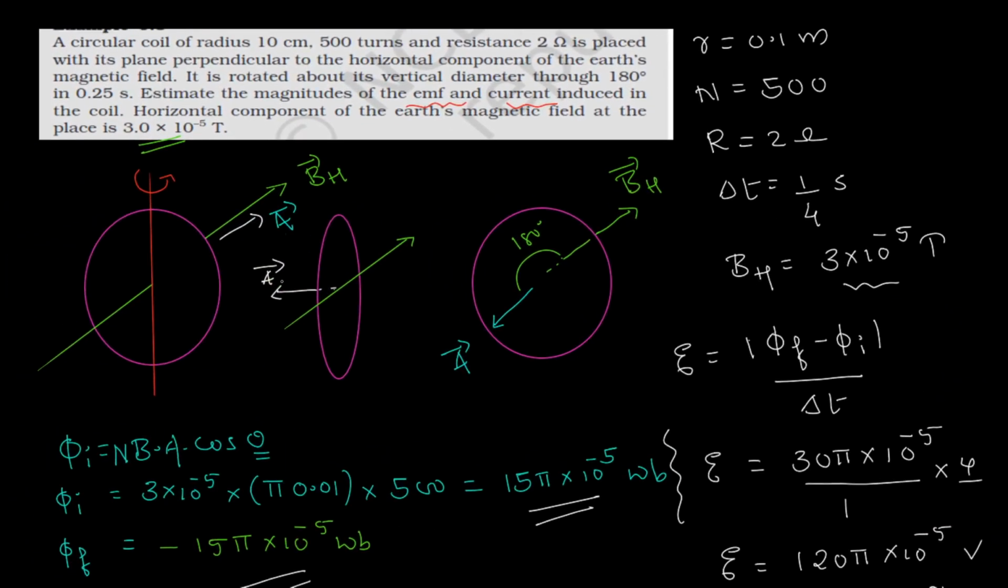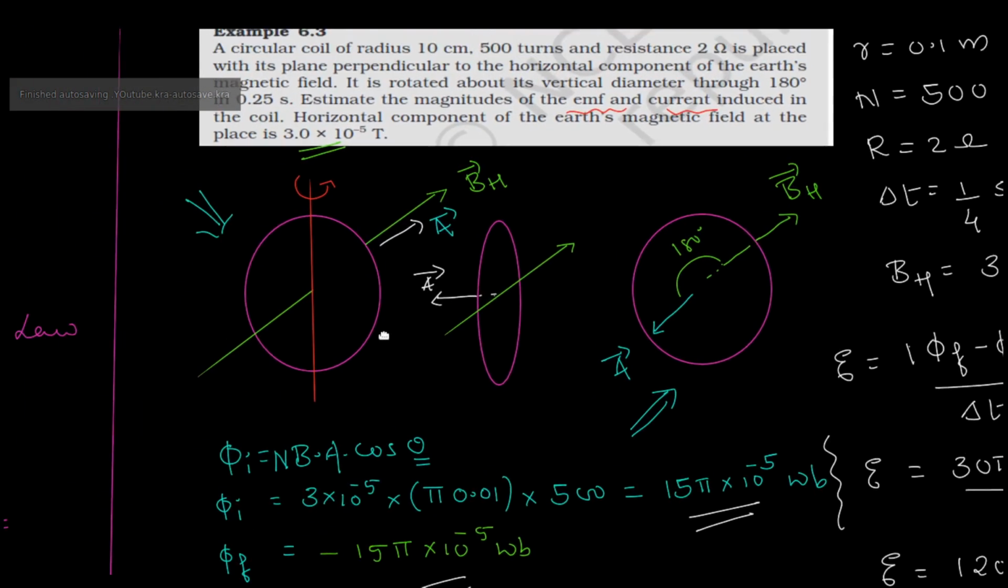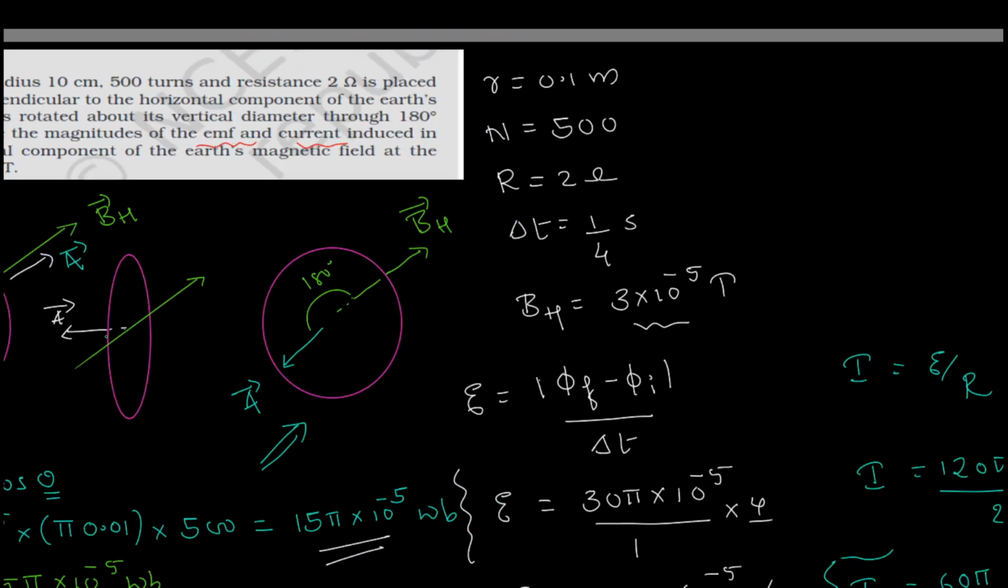The trick is to understand the rotation and change of flux. Even though initial and final positions, if it's a ring, look exactly the same, there is actually a change of angle by 180 degrees. So yeah, and that change of angle led to change of flux. Just a little note I want to make here.